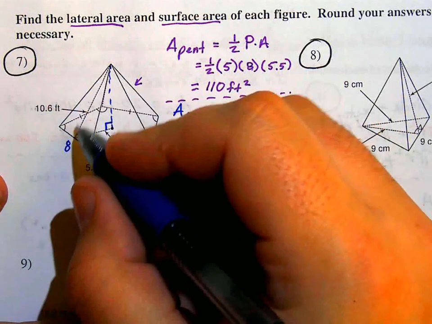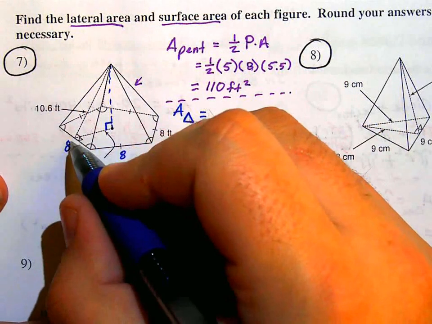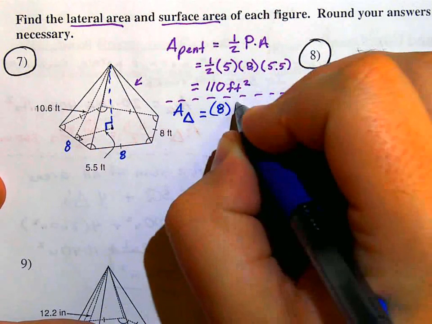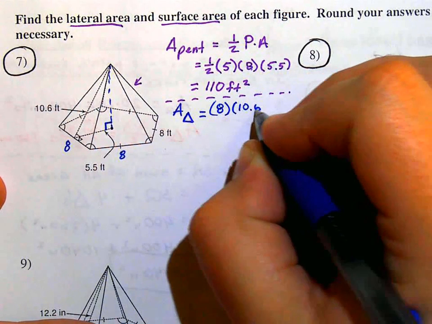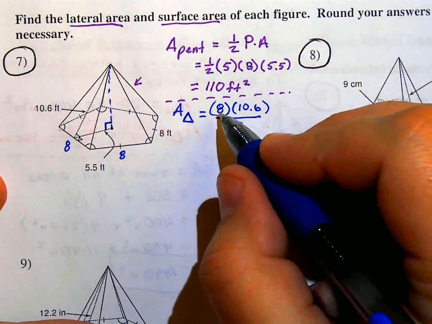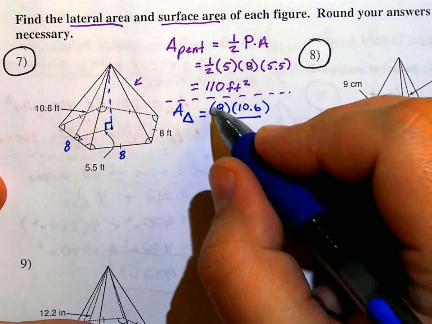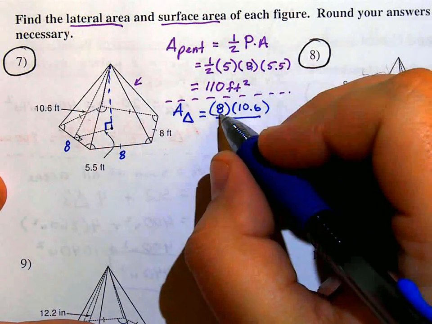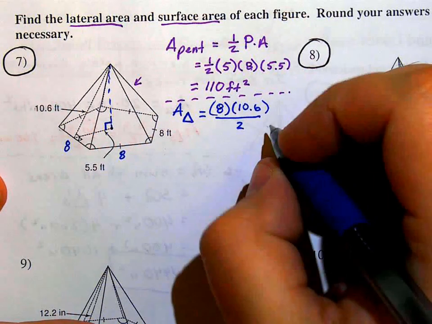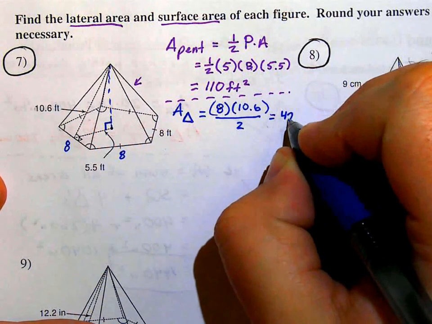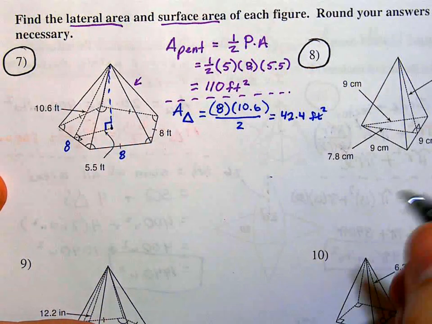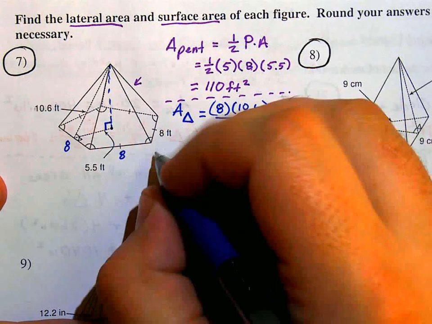So as we go, this is 10.6 feet for the slanted height, and this is 8 for the base. So my base is going to be 8. My height of this triangle is 10.6 feet, and that's going to be divided by 2. Once again, I can do 4 times, so 8 divided by 2 is 4. 4 times 10 is 40. 4 times 0.6 is, what, 2.4? So is that going to be 42.4, I believe. Hopefully I'm not making mistakes here. 42.4 feet squared. That's for one triangle.